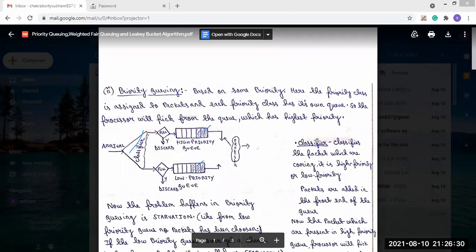If the packet that has arrived is of the highest priority, then it should be added to the high priority queue. But if it is of low priority, then the packet should be added into the low priority queue. So the classifier basically classifies according to high priority and low priority.